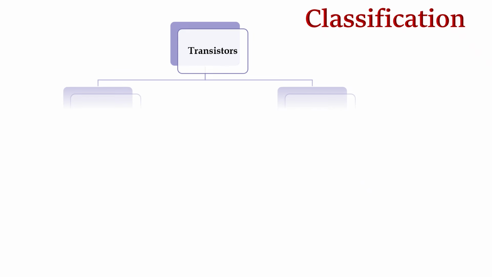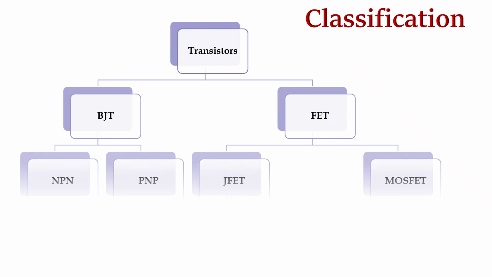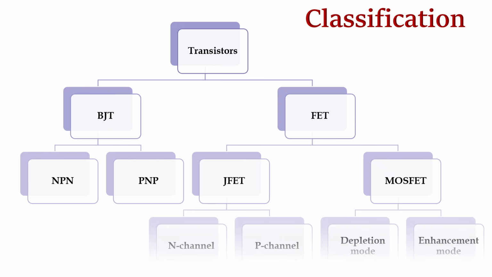Transistors are classified based on their structure and method of operation. Broadly, they are divided into bipolar junction transistors, called BJTs, and field effect transistors, known as FETs. BJTs are current control devices and are of two types, NPN and PNP. FETs are voltage controlled devices. They include JFETs, which are of N-channel and P-channel types, and MOSFETs, which are classified as Enhancement type and Depletion type. MOSFETs are widely used in modern electronic and digital circuits.